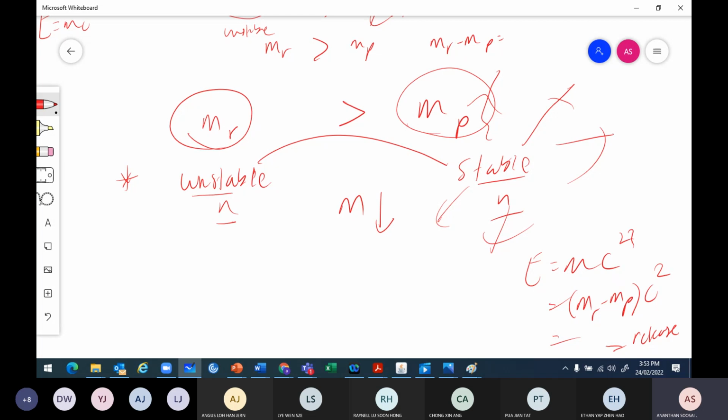Which binding energy per nucleon is greater? The binding energy per nucleon of the product is greater than the binding energy per nucleon of the reactant. Try to understand this.